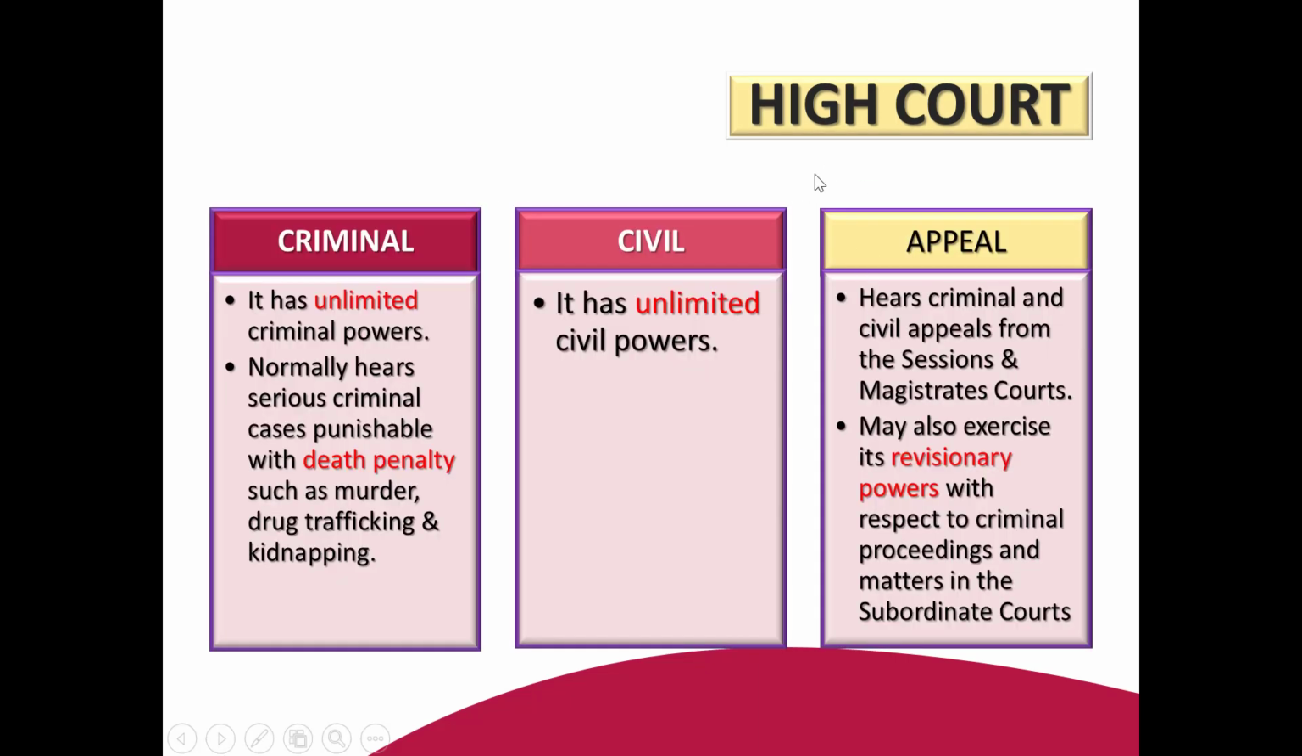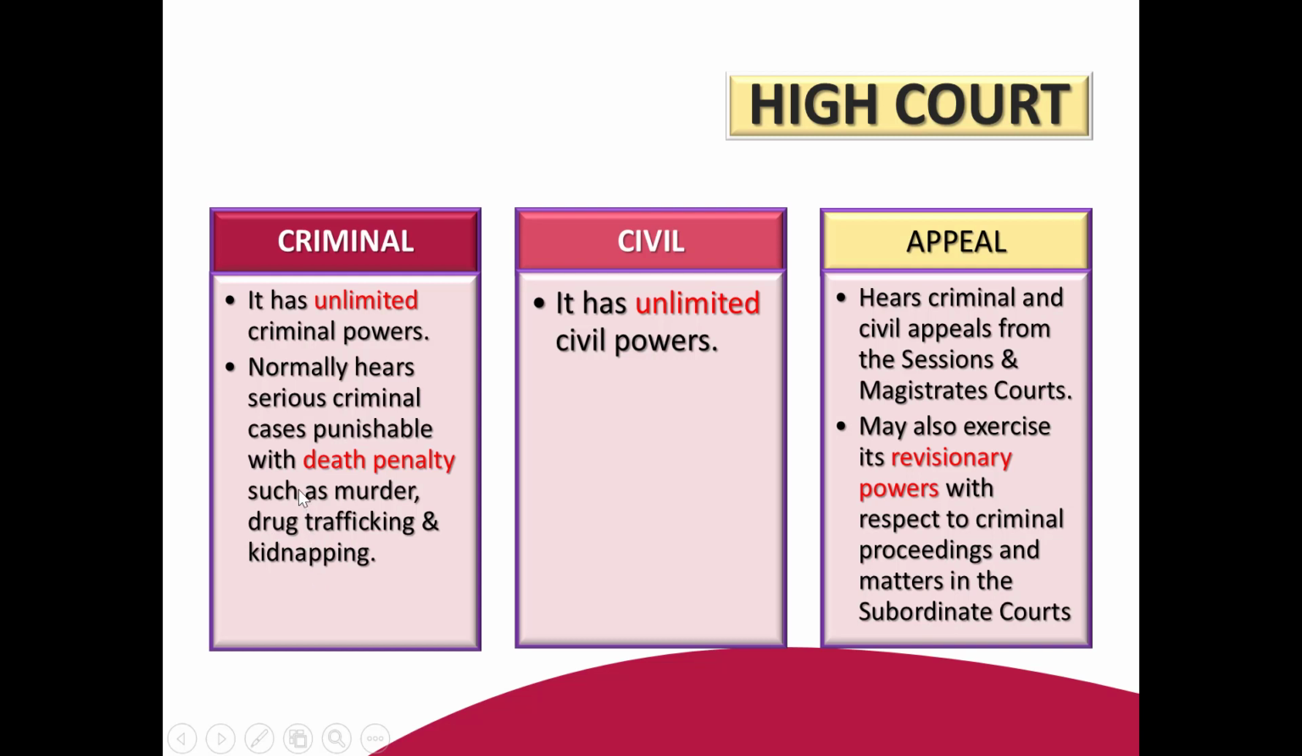So, what are the jurisdictions of the High Court? The High Court has three types of jurisdiction: criminal jurisdiction, civil jurisdiction, and also appeal jurisdiction. In terms of criminal jurisdiction, the High Court has unlimited criminal powers, meaning the High Court can try any criminal cases. But normally, the High Court hears serious criminal cases which are punishable with the death penalty. Hanya kes-kes yang melibatkan hukuman mati, such as murder, drug trafficking, and kidnapping.